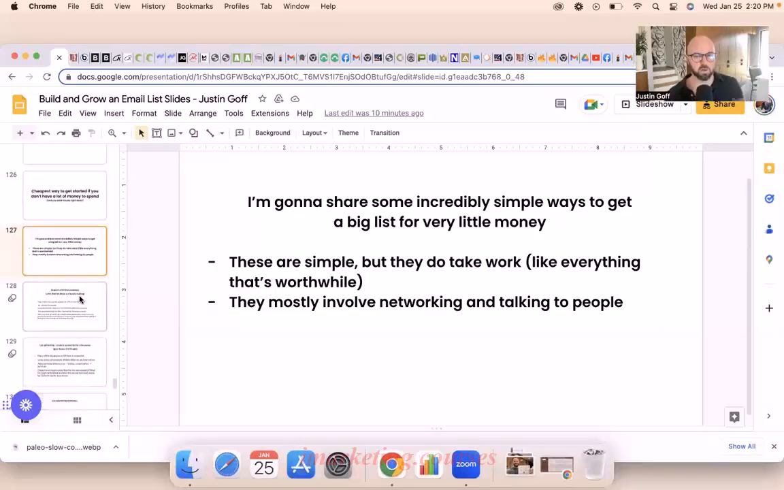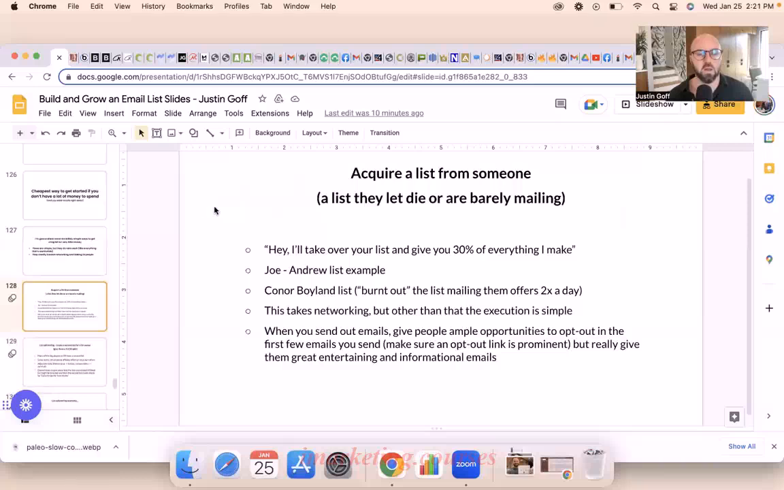So I'll give you a couple different examples here. This one: acquire a list from someone that they are either barely mailing or they let it die. I'll give you a good example of this. My buddy Joe, I have two buddies who are in the men's dating niche, Joe and Andrew. Andrew has had a list for a couple of years now, I would say probably like 5 years now. He makes good money with that list, runs dating boot camps, runs 8-week courses that are online. Was doing really well with it, probably making a couple $100,000 a year.